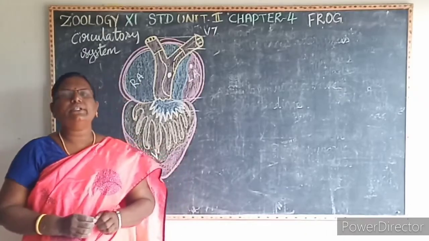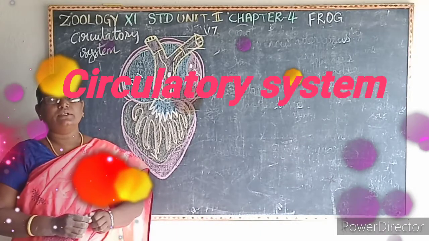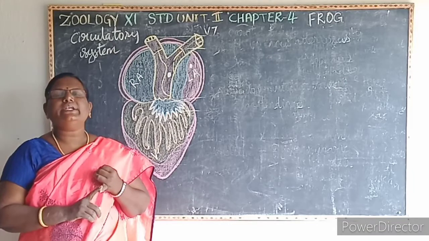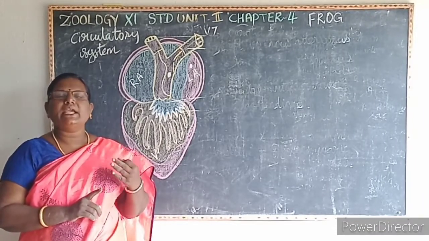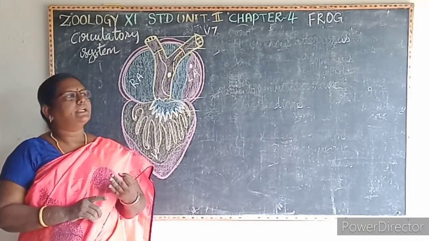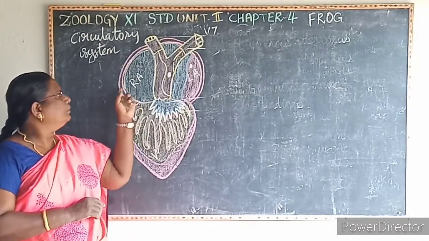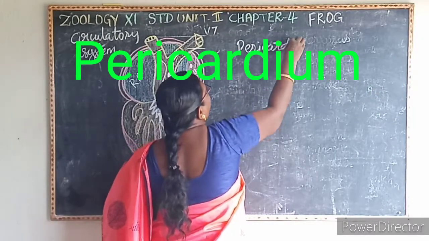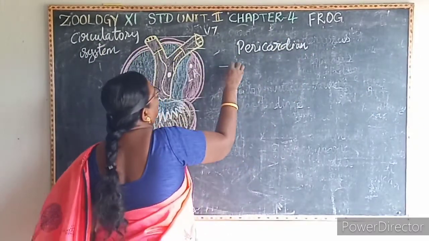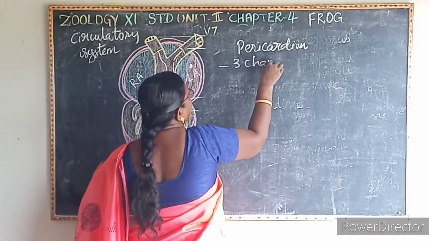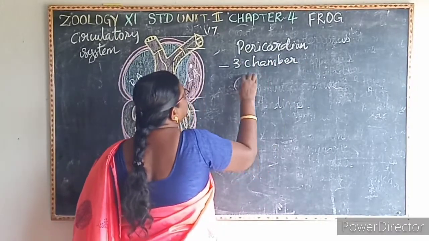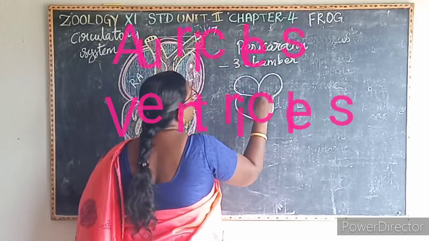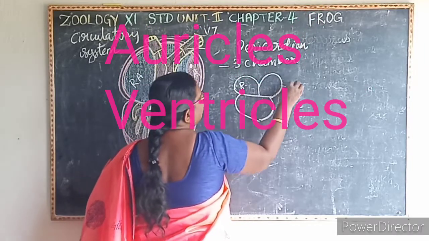Now we discuss the circulatory system of the frog. In fishes, the heart is 2-chambered. In the frog, it is 3-chambered, and in apes and mammals, it is 4-chambered. The heart is covered by a double-walled membrane known as the pericardium. The heart is divided into 3 chambers. The upper 2 chambers are known as auricles, and the lower chamber is known as the ventricle.